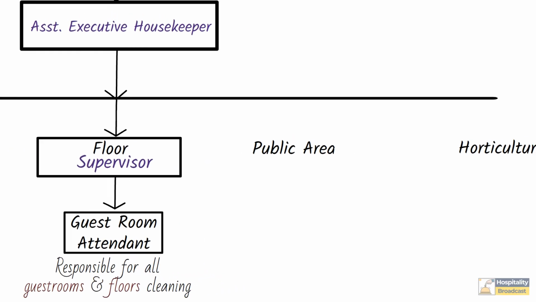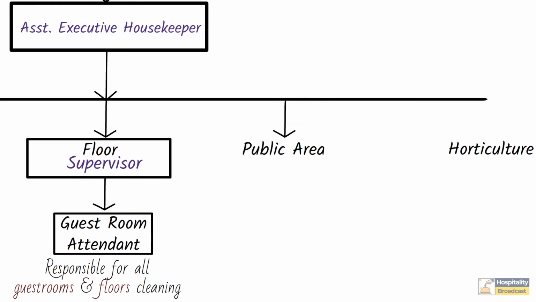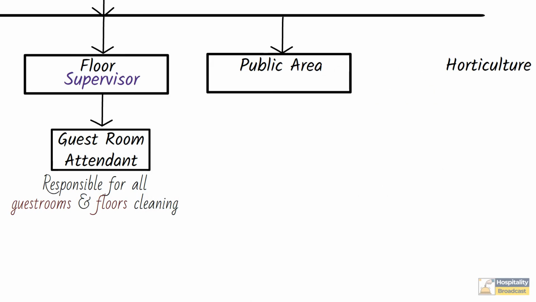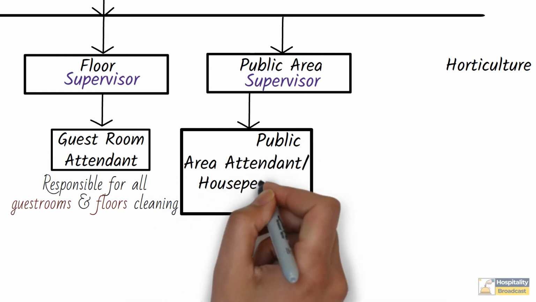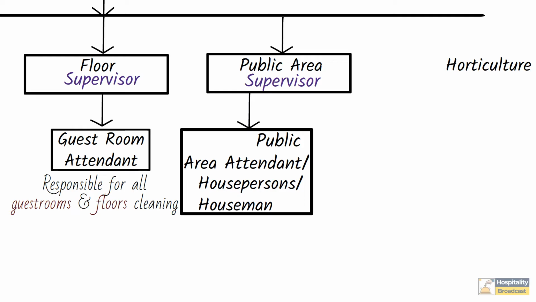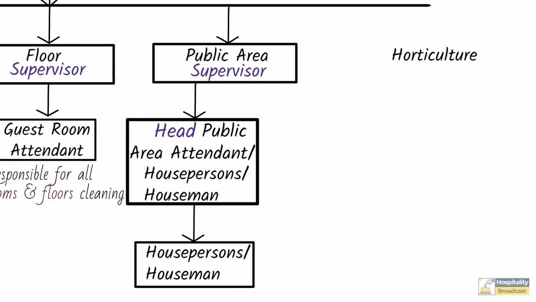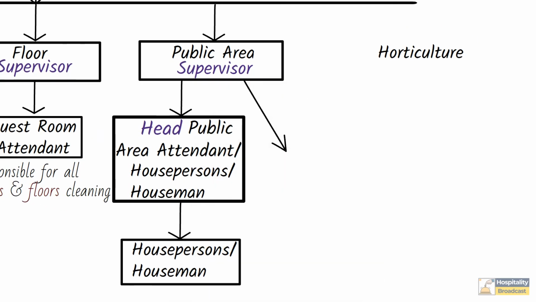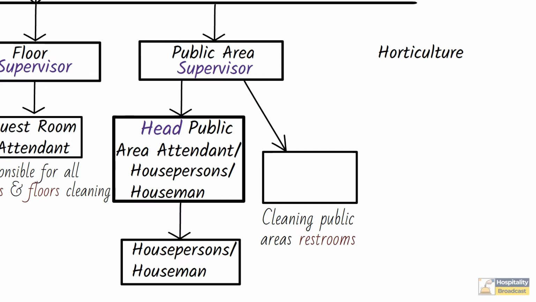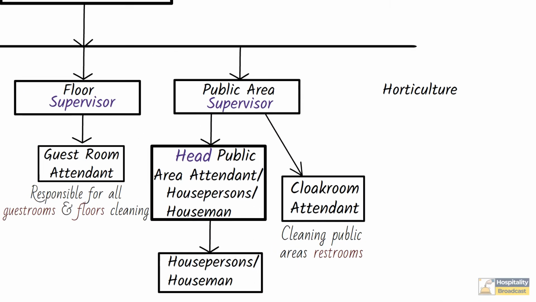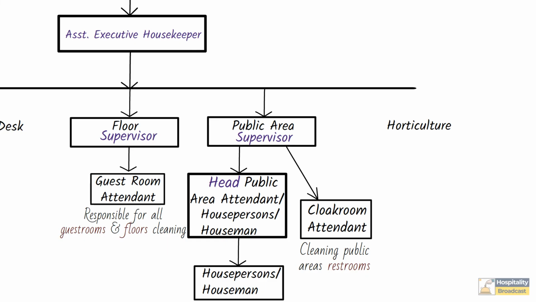Now, for handling public area cleaning, such as the lobby, coffee shop, restaurants, swimming pool area, etc., we have public area supervisors. These supervise public area attendants, or in some hotels called house persons or housemen. In large hotels, we have a head houseman, and below them, housemen. Also, as public areas, washrooms, especially those in the lobby, are used frequently, a special person is assigned for cleaning these public washrooms, called a cloakroom attendant. He also reports to the public area supervisor.